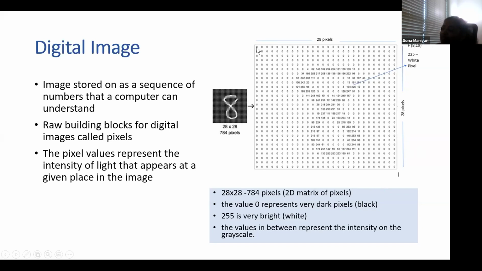This one in the left corner is black, it's represented as 0, and here you have a white pixel, which is part of the 8, at the 19th position on the X and Y axis, and it's 255. So this is how a computer sees an image, not at all like how you and I see an image.